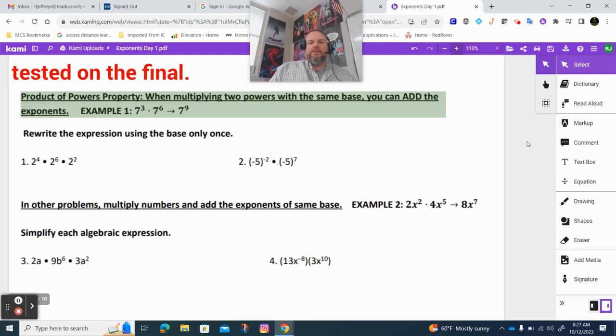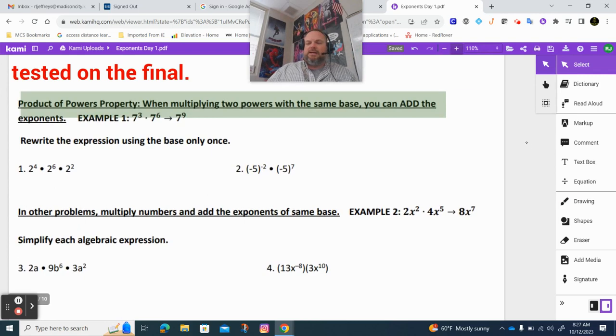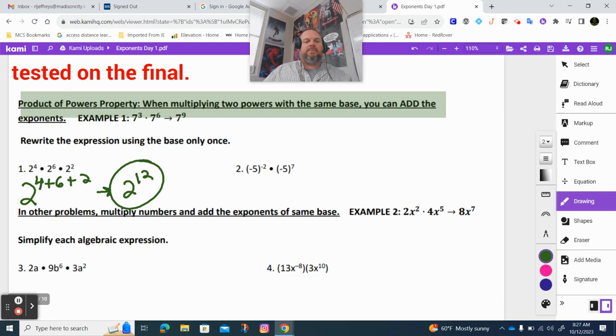Let's zoom in a little bit more. All right. So this is hard right here. So let's see. This is 2 to the 4 plus 6 plus 2. All right. 4 plus 6 is 10. And then 2 more is 12. So this becomes 2 to the 12th. That's it. All right.